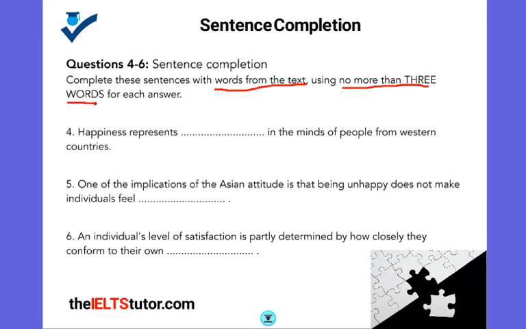Happiness represents something in the minds of people from Western countries. Okay, so we've got happiness, which is a keyword, and represents. Okay, so you might have to find a synonym for that in the text. In the minds of people from Western countries. So you're going to have to find the section where they talk about happiness from people in Western countries.